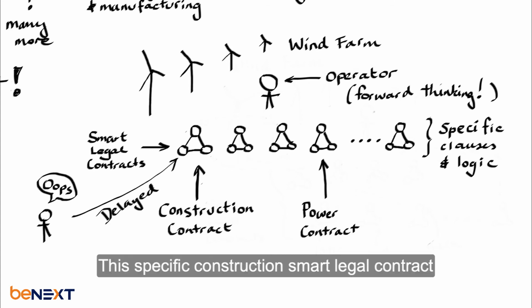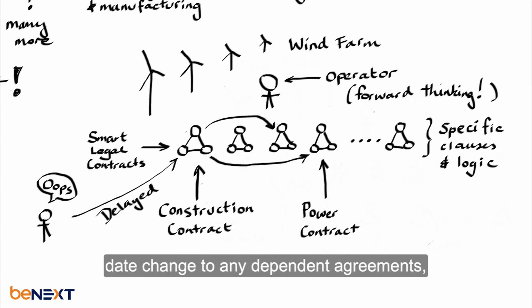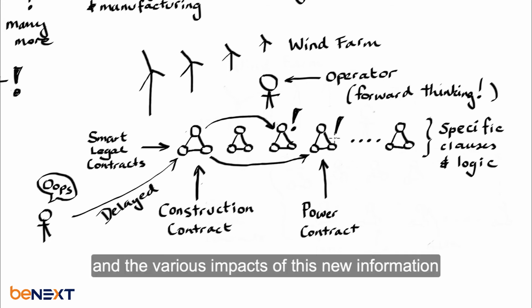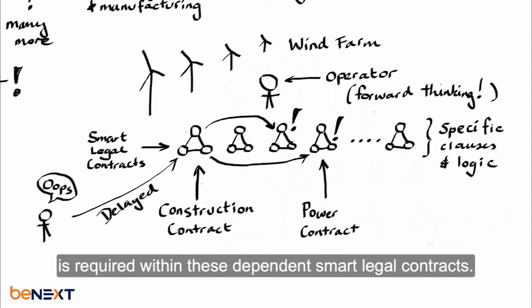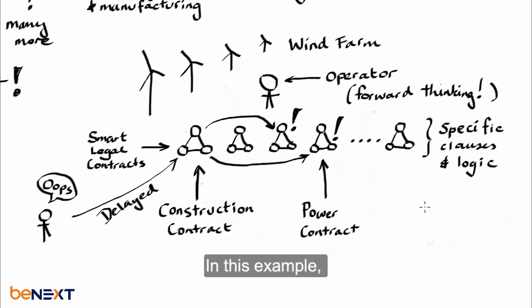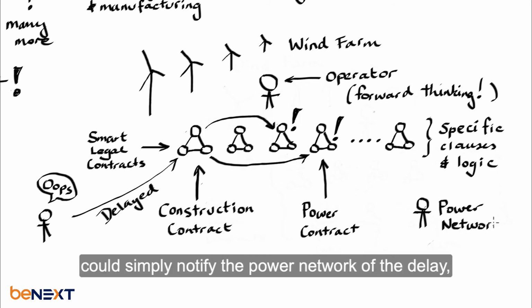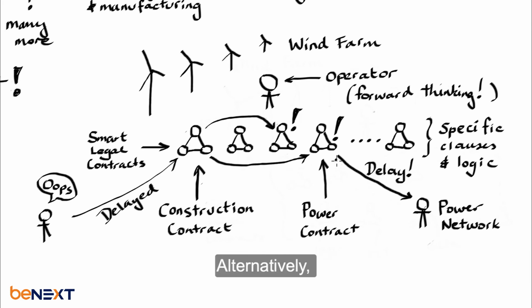This specific construction smart legal contract can immediately notify this date change to any dependent agreements, including the power delivery smart legal contract, and the various impacts of this new information can trigger whatever logic is required within these dependent smart legal contracts. In this example, the commencement of delivery smart legal contract could simply notify the power network of the delay and update its commencement date accordingly.